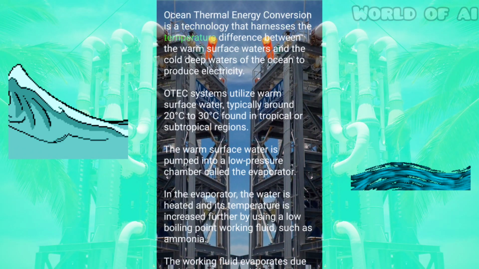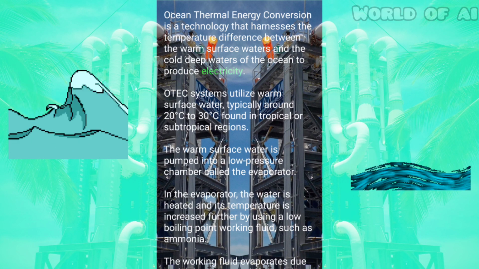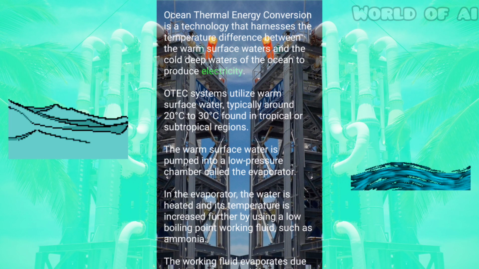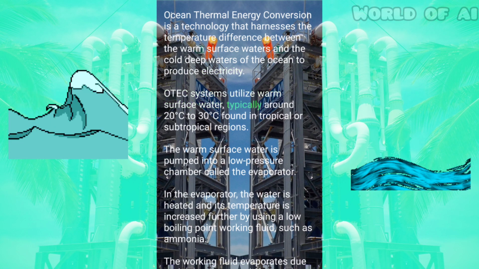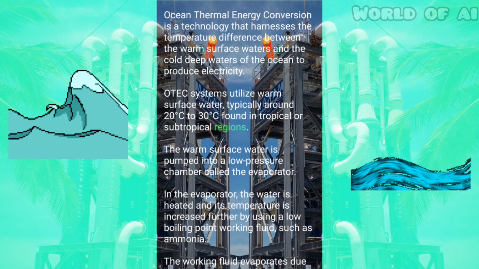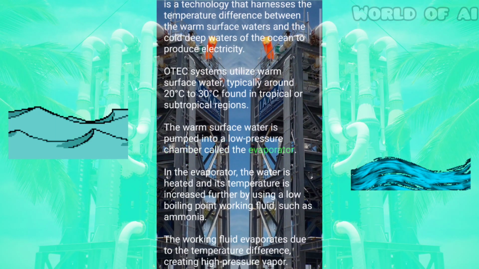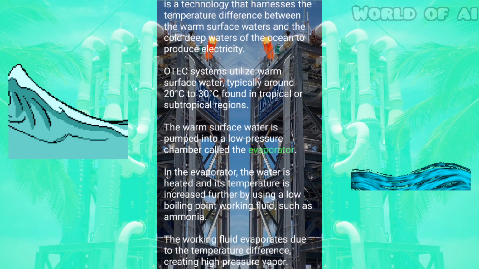Ocean thermal energy conversion is a technology that harnesses the temperature difference between the warm surface waters and the cold deep waters of the ocean to produce electricity. OTEC systems utilize warm surface water, typically around 20 degrees Celsius to 30 degrees Celsius, found in tropical or subtropical regions. The warm surface water is pumped into a low-pressure chamber called the evaporator.